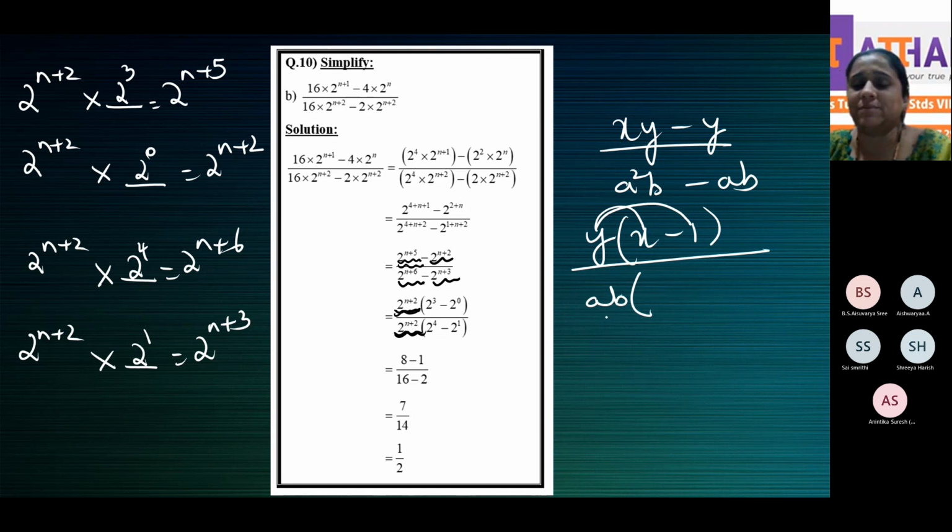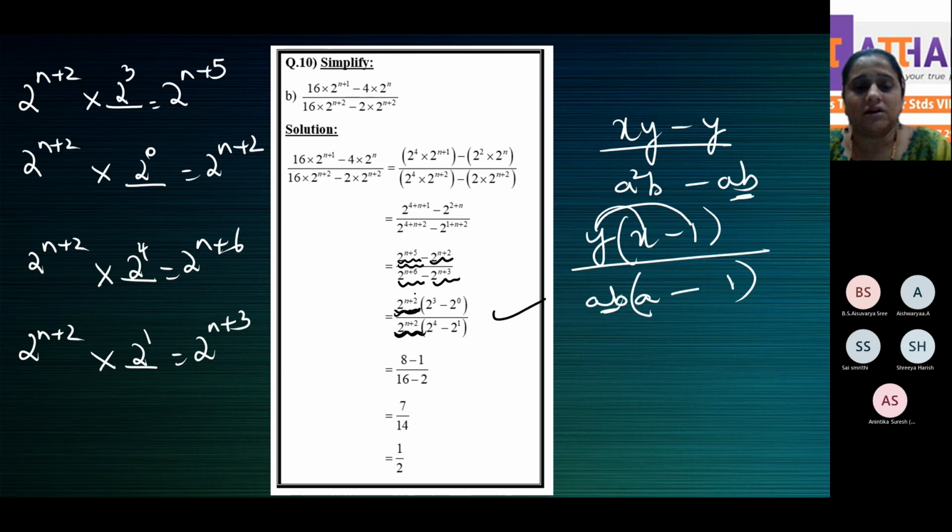And in the denominator, AB is common. So what do you have in the bracket? First term in the bracket? AB into what is A square B? AB into A is A square B. Minus AB, and AB only it is, so into 1. So that's what you get here.